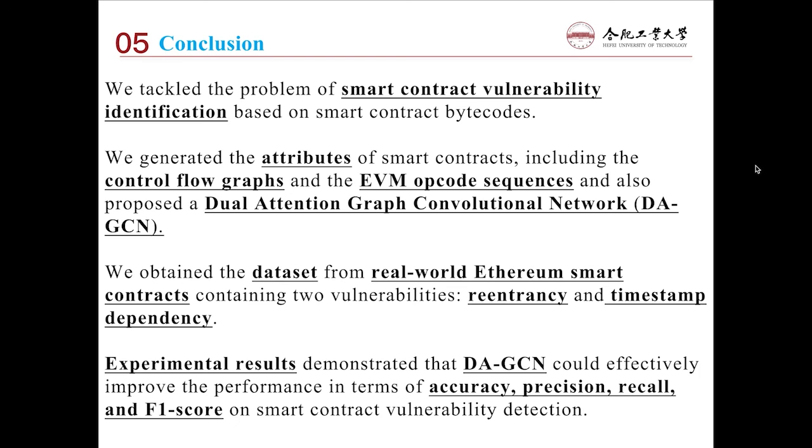We obtained the dataset from real-world Ethereum smart contracts containing 2 vulnerabilities, reentrancy and timestamp dependency. Experimental results demonstrate that DAGCN could effectively improve the performance in terms of accuracy, precision, recall, and F1 score on smart contract vulnerability detection.